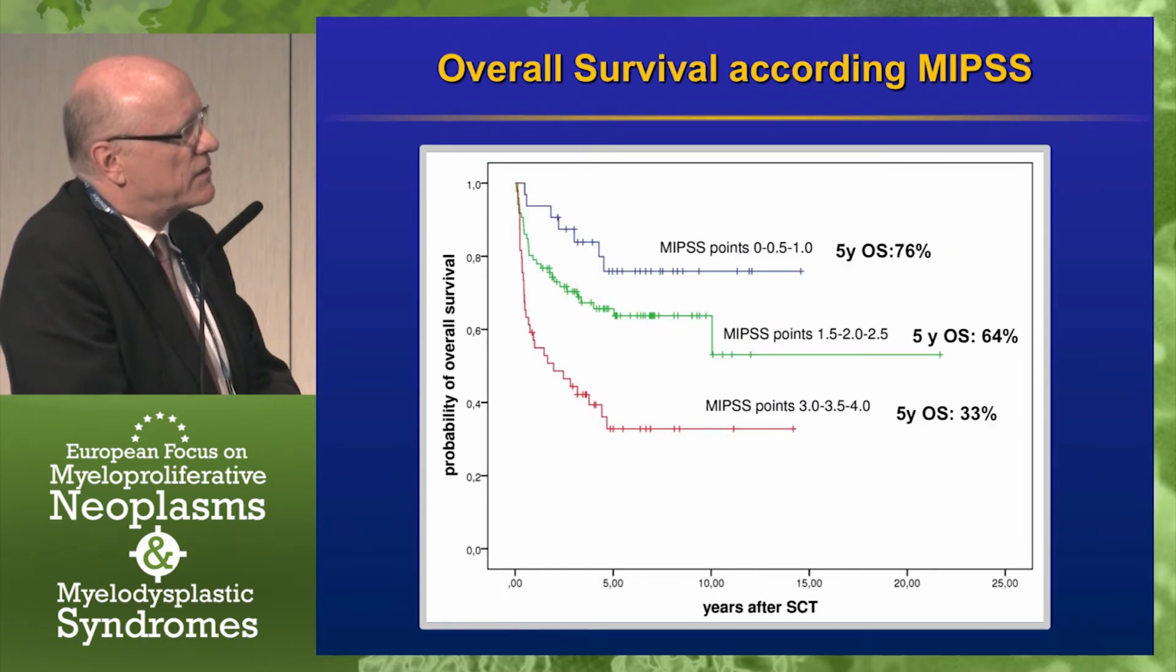Interestingly, you have seen this slide before. You can distinguish very nicely according to this MIPSS: patients with a low score have a survival of more than 75%, and those who have MIPSS high have a survival of only 32%.